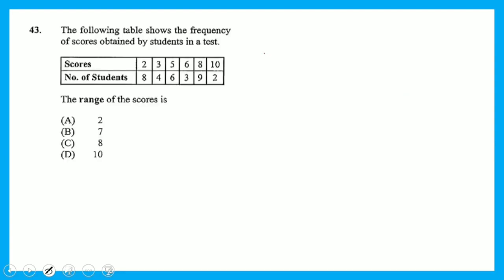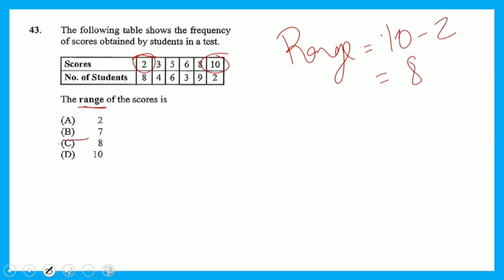Number 43, we have a question we've done before again, the frequency table, and it's showing the marks obtained by students in a test. We're being asked to find the range of the scores, and range simply is the highest score minus the lowest score. What is the highest score? 10. And the lowest score is 2. So our range is going to be 8.